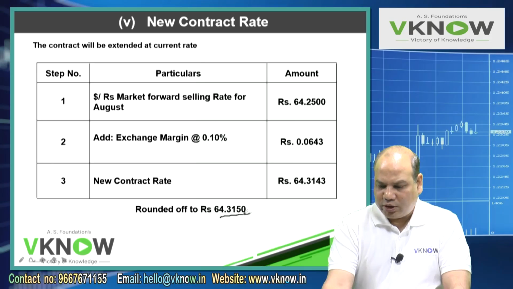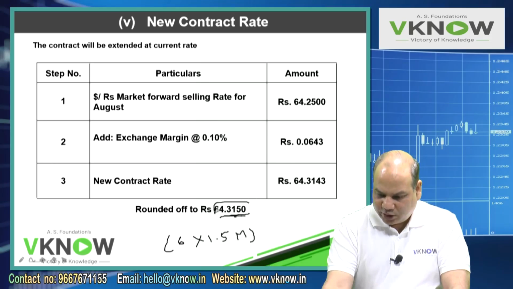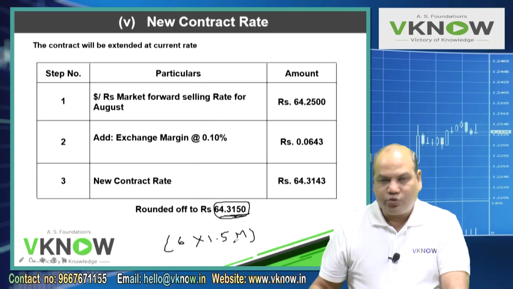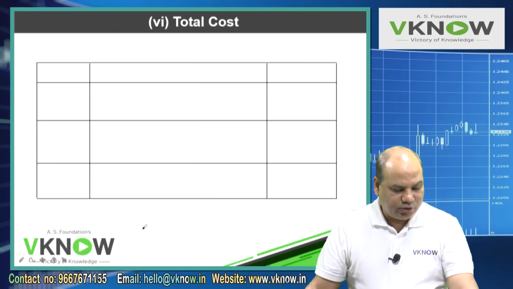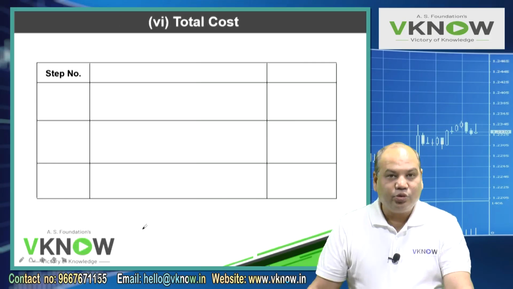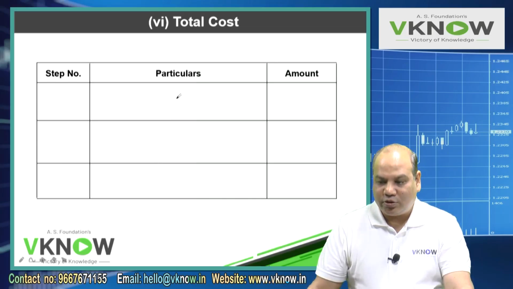You can lose 1 mark here in case you don't round it off properly. This question is for 9 marks, 6 questions, 1.5 marks each. So even if a small mistake is made here in rounding off, either you lose 1 mark or 1.5 marks. Next, which is the simplest one, total cost, subject to your other answers being right. If other answers are wrong, this will automatically be wrong. Then you don't have to show any special intelligence to make it wrong.